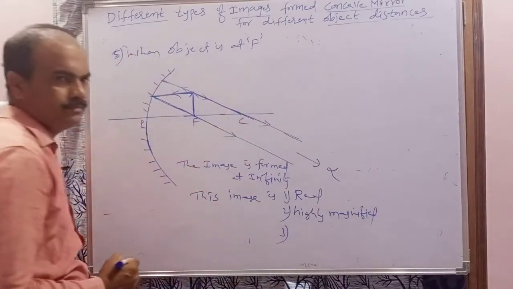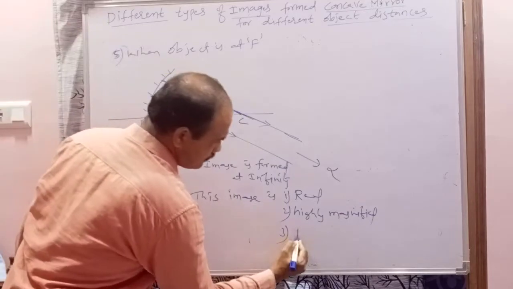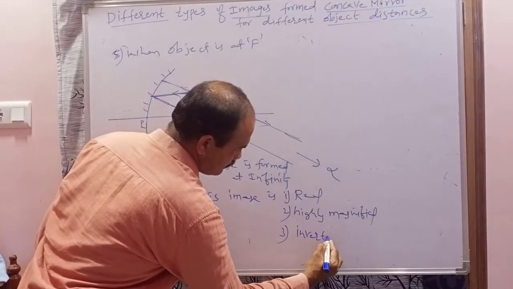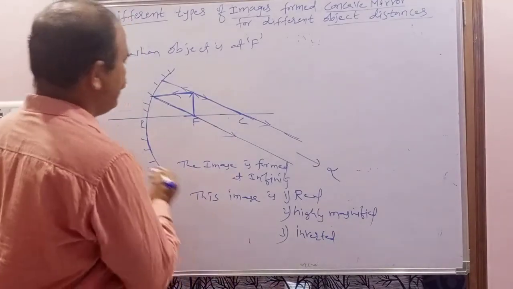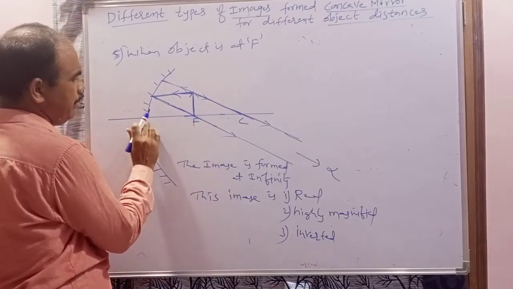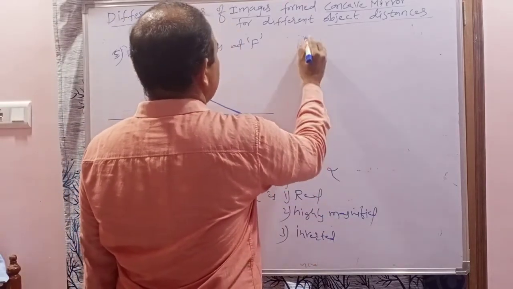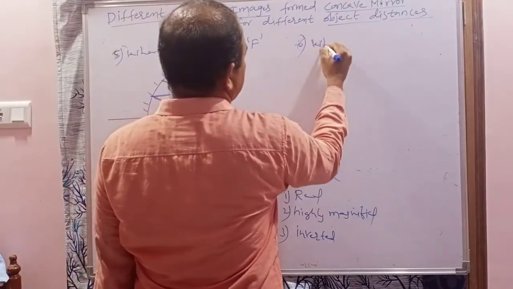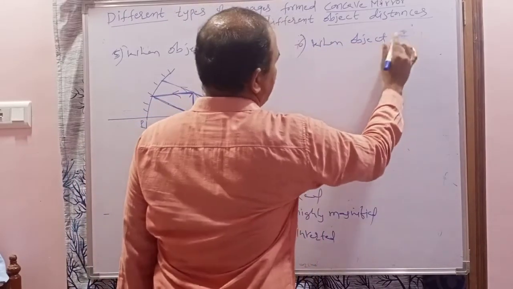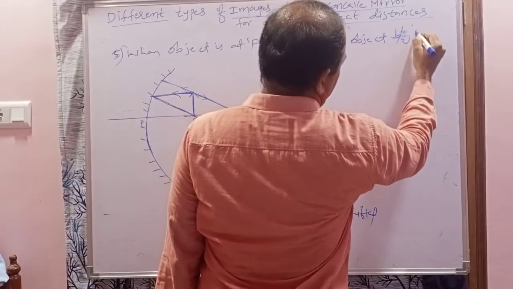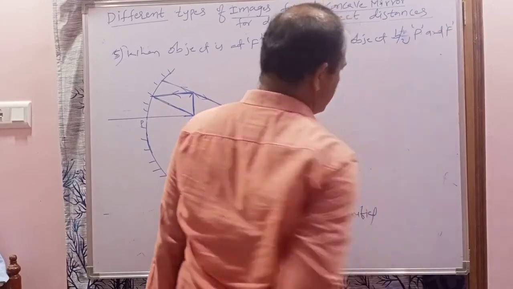So the third one: is it inverted or erected? It must be inverted. And next, come to the last case. After that, I am bringing this object between pole and focus. So the last case, the sixth one: when the object is between pole and focus.